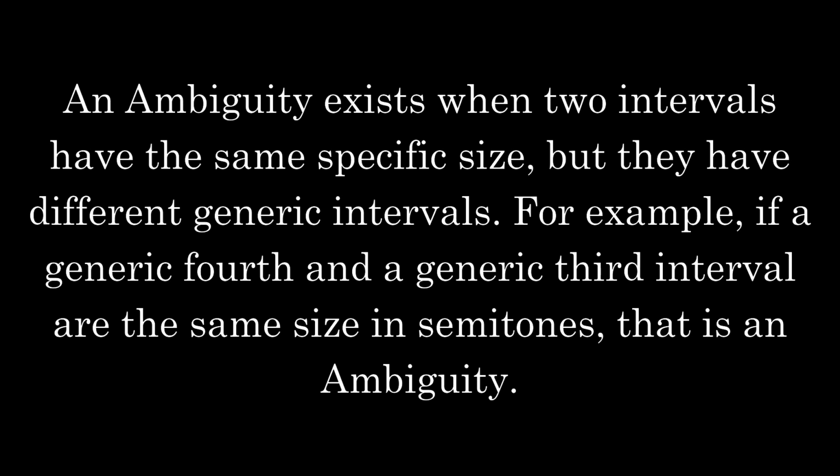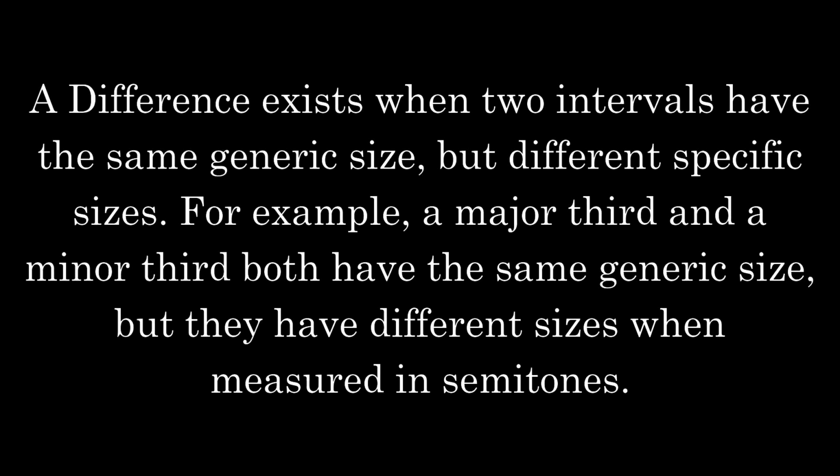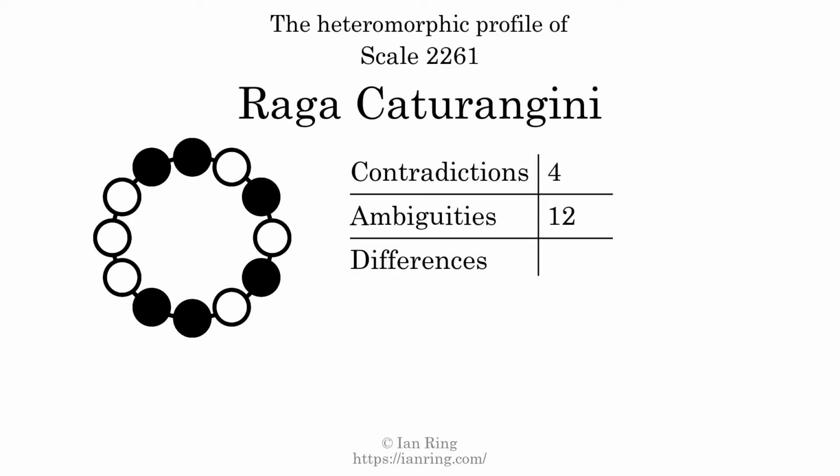An ambiguity exists when 2 intervals have the same specific size, but they have different generic intervals. For example, if a generic fourth and a generic third interval are the same size in semitones, that is an ambiguity. The number of ambiguities in this scale is 12. A difference exists when 2 intervals have the same generic size, but different specific sizes. For example, a major third and a minor third both have the same generic size, but they have different sizes when measured in semitones. The number of differences in this scale is 58.